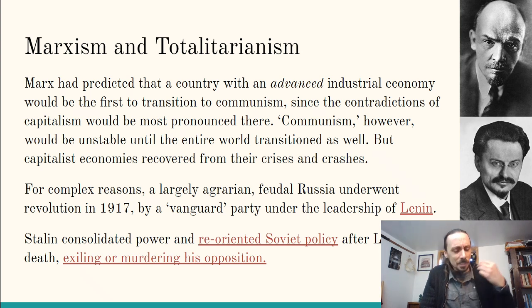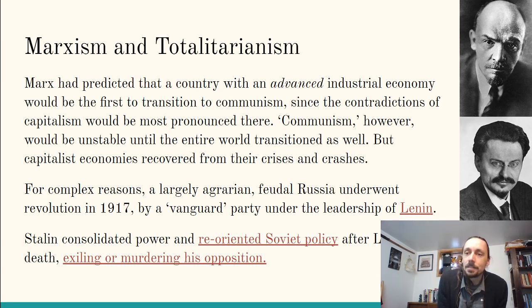And for really complex historical reasons, Russia underwent revolution in 1917. Was Russia an advanced industrial capitalist economy? No, it was the opposite. It was an agrarian feudal country. And the revolution was led not by the average person, but by a vanguard party, a small group of elites under the leadership of Lenin. After Lenin died, Stalin consolidated power, reoriented Soviet policy, exiled and murdered his opposition, and everything went from bad to even worse.